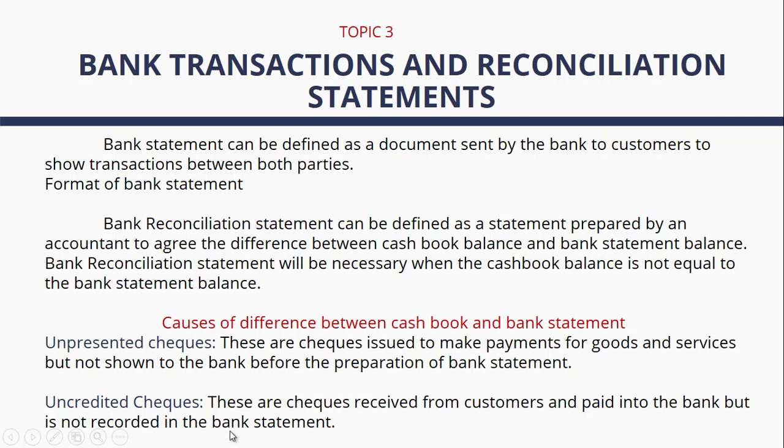All right, so let's look at the second discrepancy, which is uncredited checks. Uncredited checks are checks received from customers from sales of goods and paid into the bank, but not recorded in the bank statement. The check has been received by the business organization, recorded in their books, and presented to the bank, but the bank has not recorded it in their bank statement. Probably at the time of presenting the check, the bank statement had already been prepared by the bank. So it will cause a discrepancy between the cash book balance and bank statement balance.